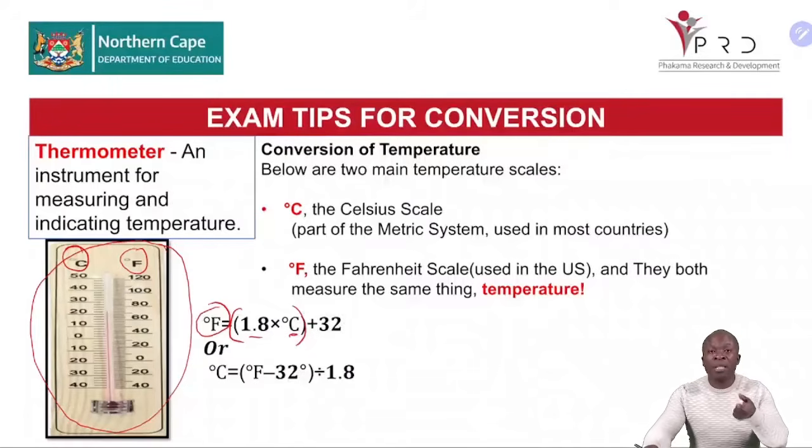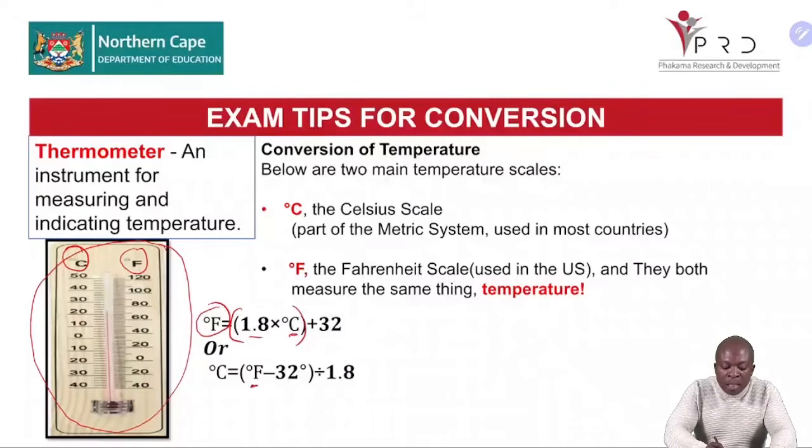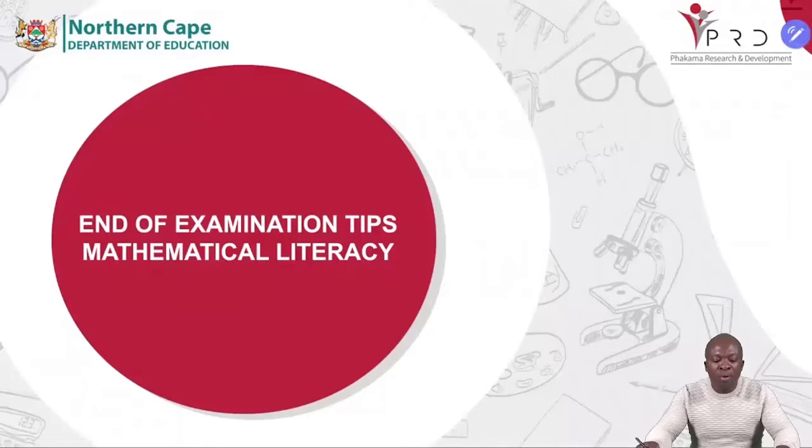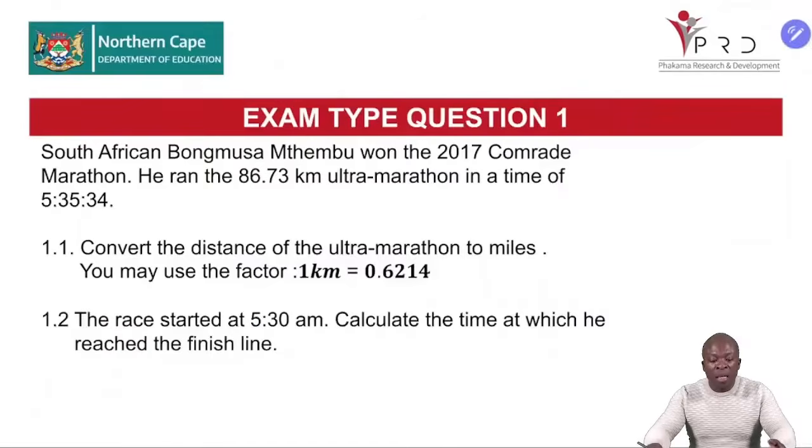If you have the temperature in Fahrenheit, but you want your answer in degrees Celsius, then that temperature which is in degrees Fahrenheit, you minus 32, close the bracket and divide everything by 1.8, and that is going to give you your answer. So that takes us to the end of the few tips that we wanted to share with you. Now let's look at some few possible exam questions and how the examiner usually sets the questions.